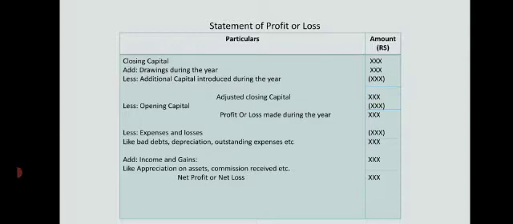This is the statement by which we find out whether the proprietor has earned a profit or incurred a loss. It comes in a particular format. First we take closing capital, we add drawings, then we deduct additional capital. Whatever answer we get, we call it adjusted closing capital. From that adjusted closing capital, we deduct opening capital, and we get profit or loss made during the year. From that profit, we deduct expenses and losses, and we add income and gains, and we get the final answer, that is net profit or net loss.